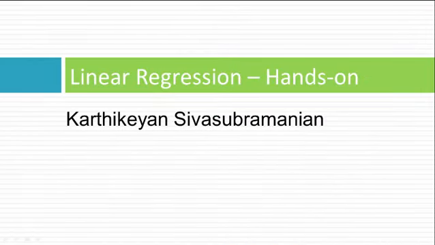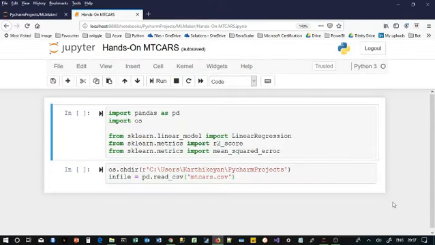Welcome to the hands-on session on regression. What we are going to see today is a very simple regression model. We will look at predicting miles per gallon of a car based on a number of input parameters.